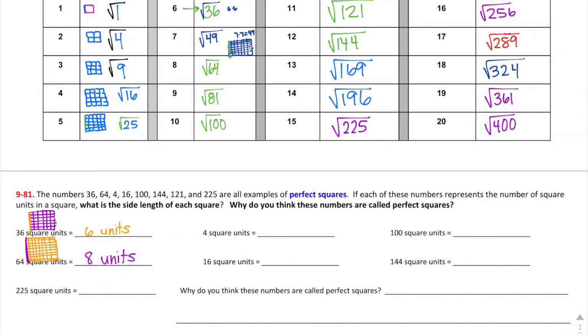Okay, class, I'm going to go ahead and wait 5 seconds right here. I want you to pause the video, and then I want you to answer the 225 square units, 4 square units, 16 square units, 100 square units, 144 square units, and then answer this question.